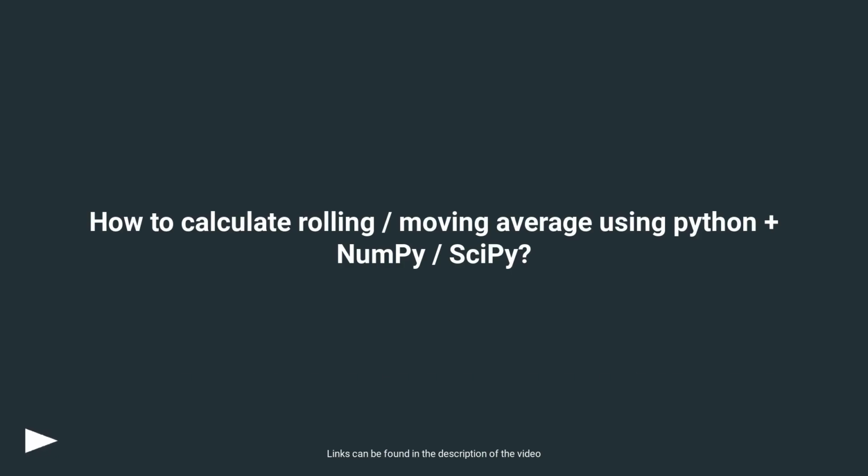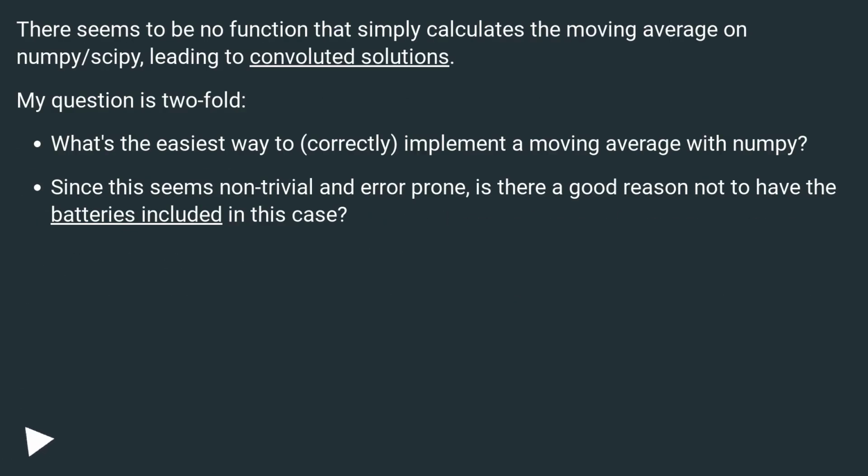How to calculate a rolling, moving average using Python plus NumPy, SciPy. There seems to be no function that simply calculates the moving average on NumPy/SciPy, leading to convoluted solutions. My question is twofold. What's the easiest way to, correctly, implement a moving average with NumPy? Since this seems non-trivial and error-prone, is there a good reason not to have the batteries included in this case?